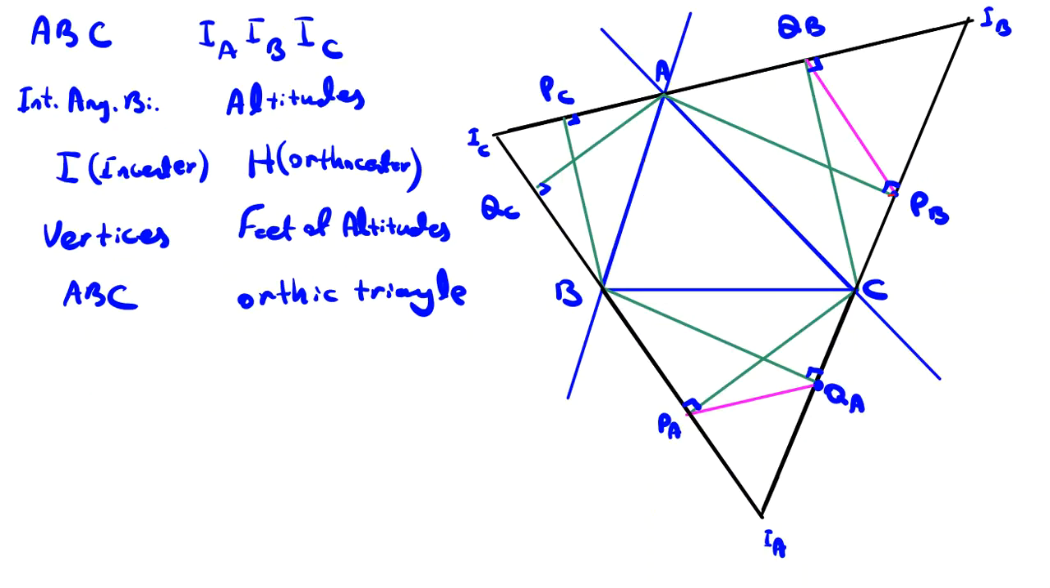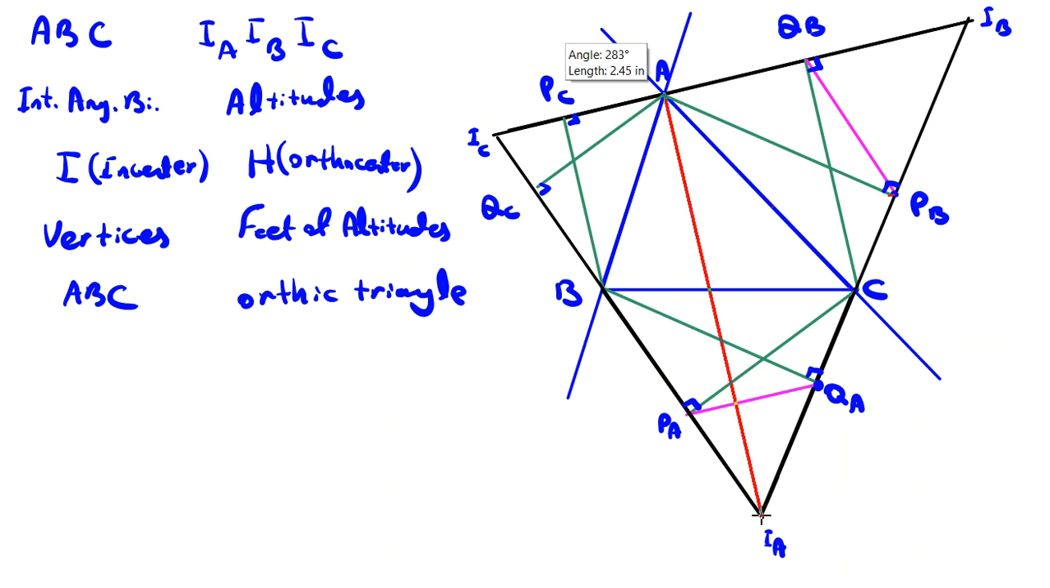Now, let's solve the problem. Here, if we consider ABC and the triangle IA, IB, IC, we want to see the corresponding things. For example, the first thing we want to consider is the interior angle bisector of ABC.